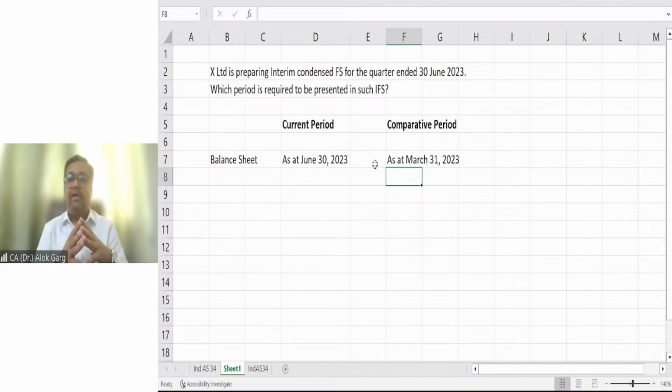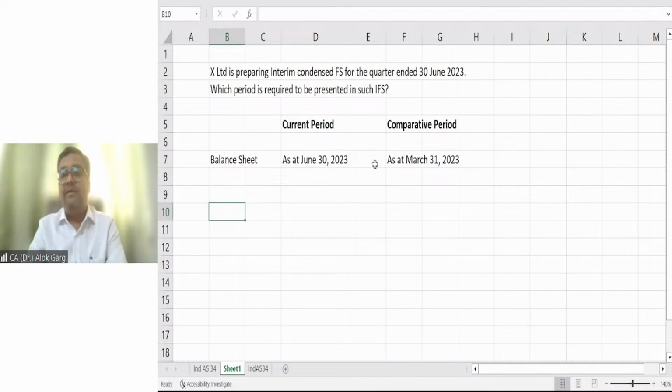You will compare how many debtors I had in March and how many I have now, right? What was my borrowing in March and what is my borrowing today? It is a like to like number. It is a balance sheet number, right? So balance sheet needs to be compared.